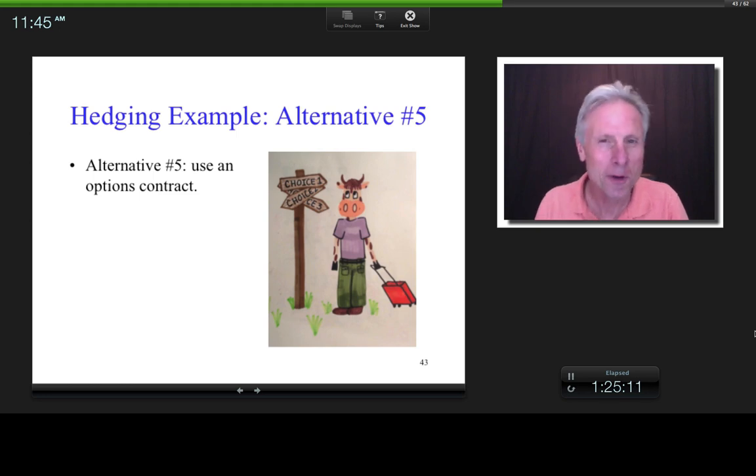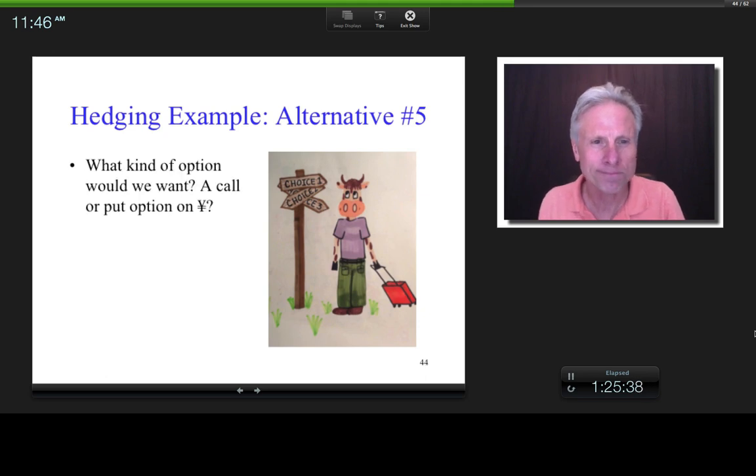Well, this is from the previous lecture. A call option gives you the right but not the obligation to buy, if it was a yen call option, a certain number of yen at a pre-agreed exchange rate on or before an agreed upon date. And a put option gives you the right but not the obligation to sell a certain amount of yen. So here's my question.